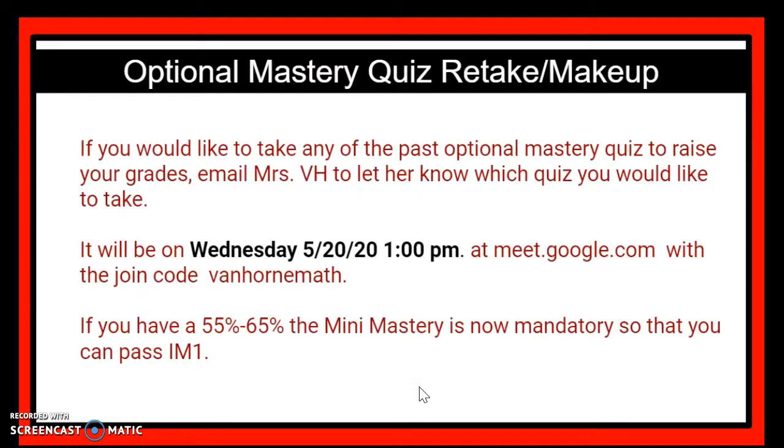Optional mastery quiz, retake or make up. If you'd like to take any of the past optional mastery quizzes that were offered to raise your grade, please contact me as soon as you can so that we can figure out when and what you're going to be taking. It will be offered this Wednesday at 1 p.m. And we'll meet on Google Meet with join code Van Horn Math. And if you have 55 to 65% as your current grade, then mini mastery is now mandatory for you so that you can pass IM1.